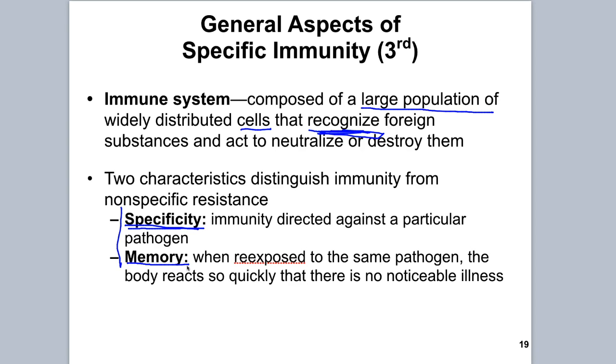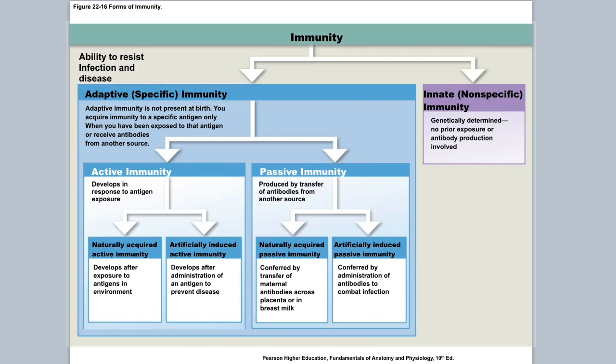Okay, so going on to the next slide here. On this next slide, we have an outline that shows us the different types of immunity that our body has, or that our body can develop. Let me get my pen again. On this side over here, we have our innate or non-specific immunity.